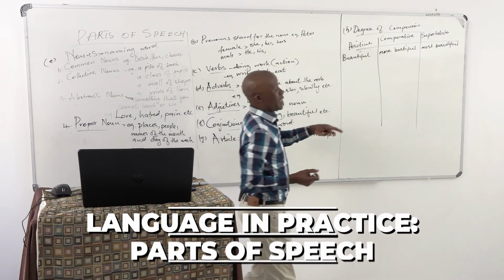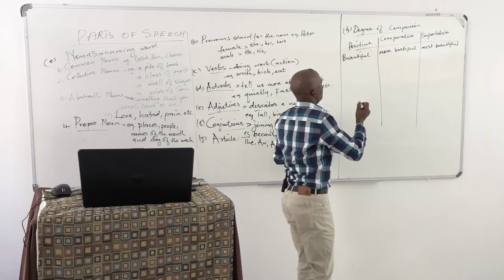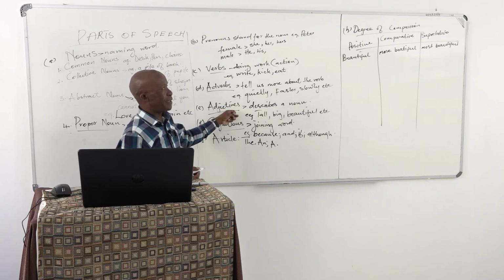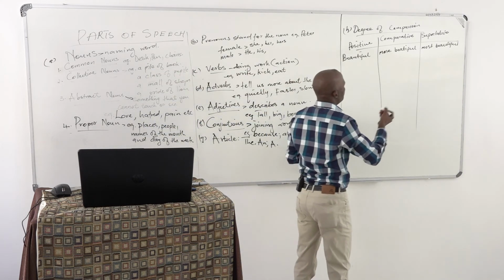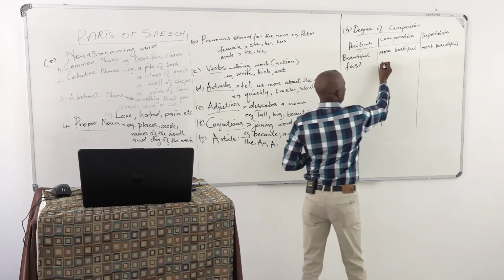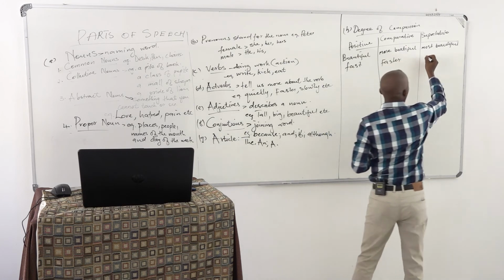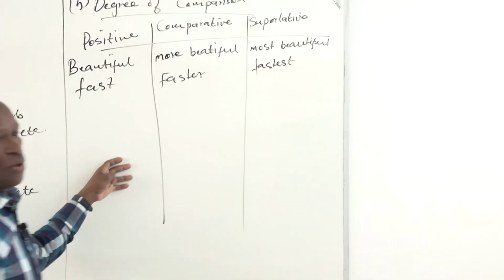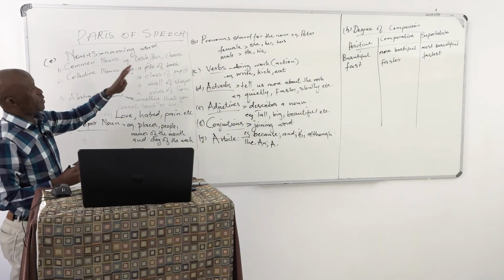Now let's give other examples of degree of comparison. You can just take a word. Remember I said we use mostly adjectives. Fast. The first car is fast. The other one is faster. Then we have the fastest. Fastest car. These are also called degree of comparisons. Now, briefly, that is how parts of speech works.